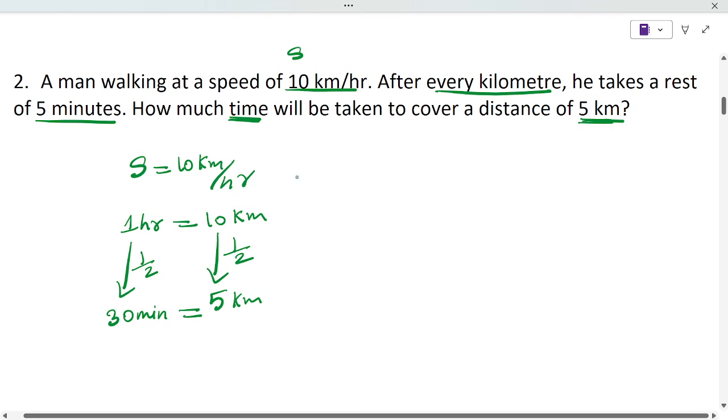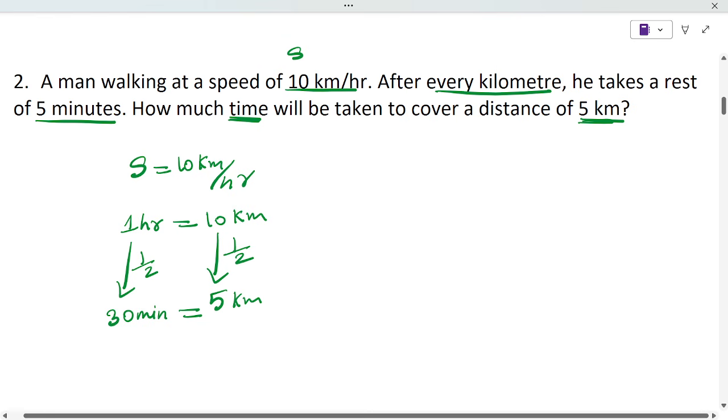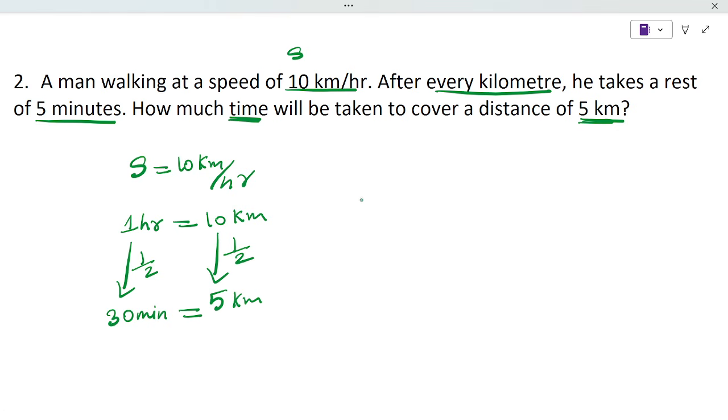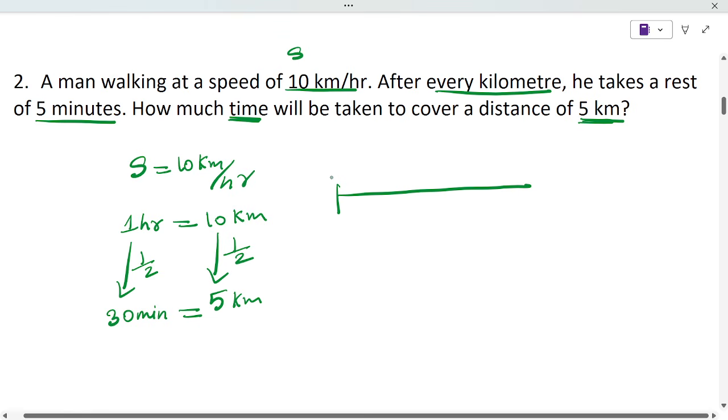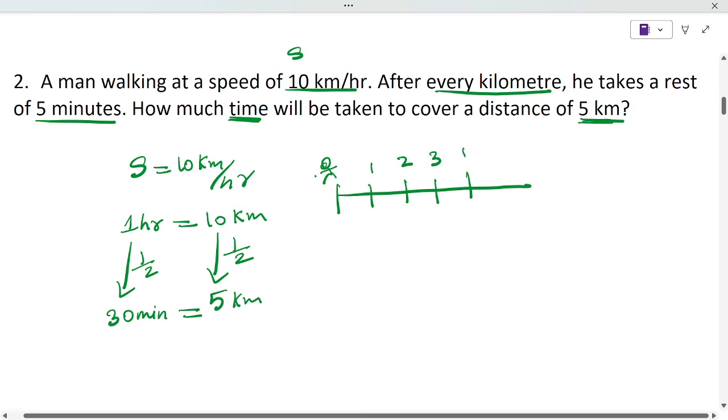But again, the question is asking us to find if the man takes a 5 minute rest every kilometer. So we need to include the rest part also. So here, let's say the man is here: first kilometer, second kilometer, third kilometer, fourth and fifth kilometer.